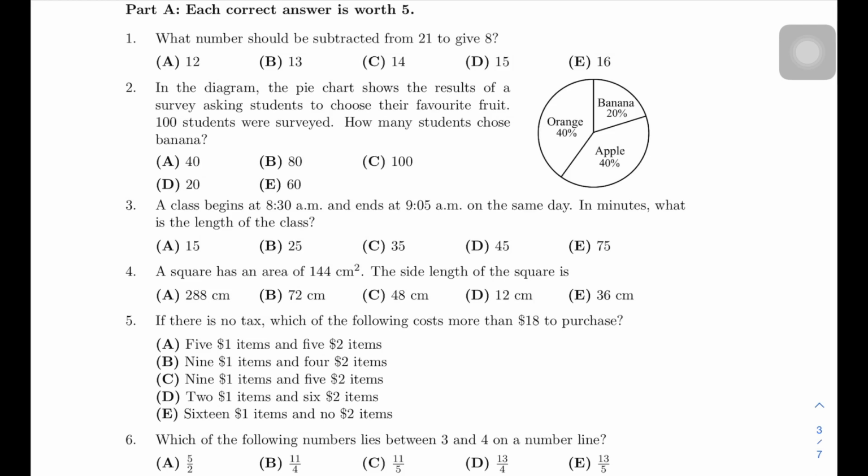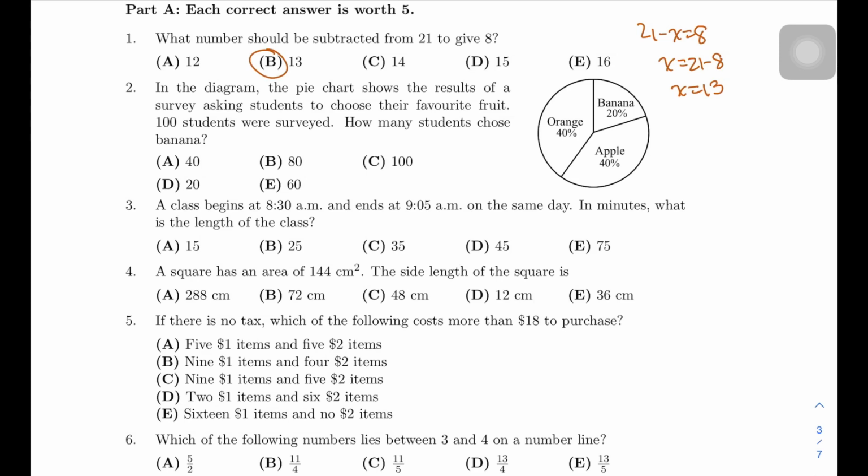Question 1. What number should be subtracted from 21 to give 8? So let's let this number be x. So 21 minus x equals 8. So x equals 21 minus 8. So x would equal 13. So B is the correct answer.